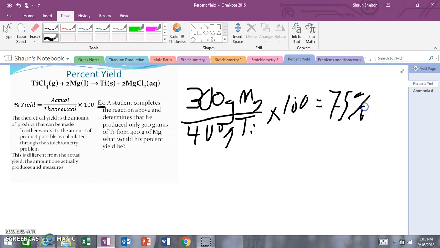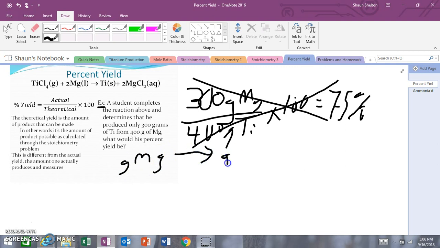Now, here's the problem. Are the units of grams of magnesium going to cancel with the grams of titanium? The answer is no, so that can't be used. The question is, how do we determine the amount of titanium that's supposed to be produced from the 400 grams of magnesium? Well, we have to go back to the stoichiometry. We're going to take the mass of magnesium and convert that into mass of titanium using those road maps.